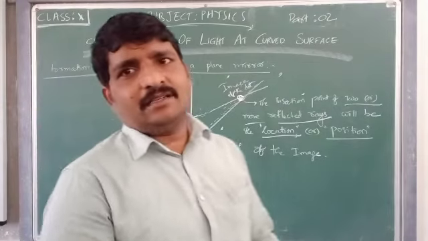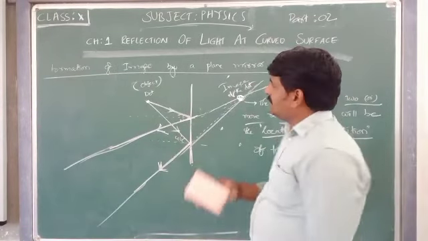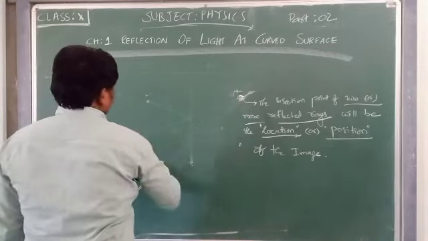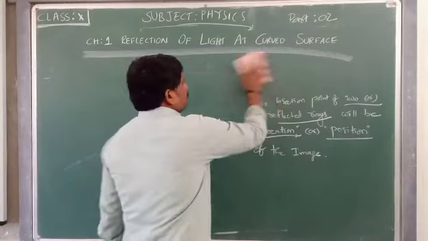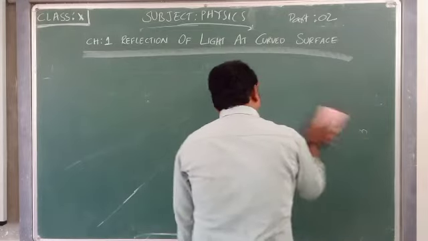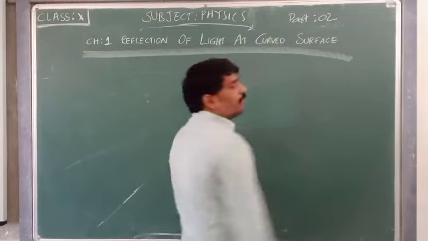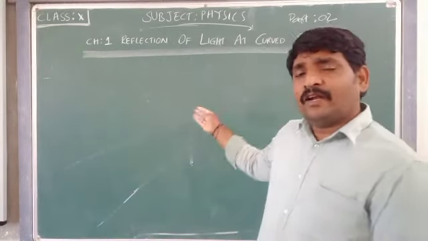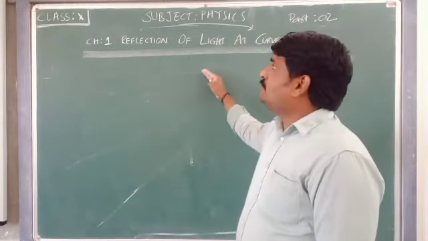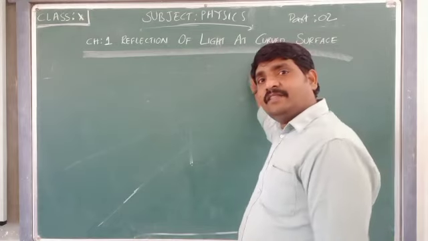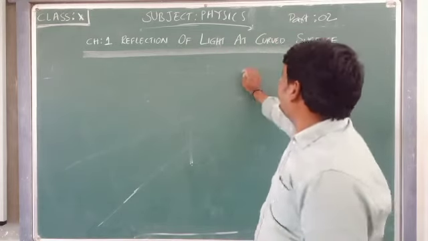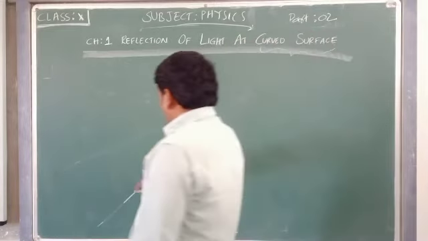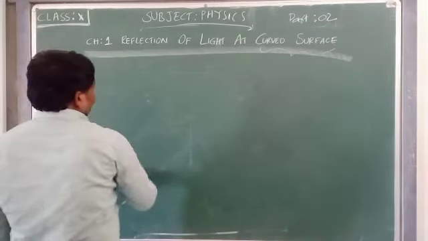Some prerequisites that we are going to discuss under the first chapter, reflection of light at curved surface. So we are going to talk about the actual topic of our lesson today. Whatever we discussed so far was with respect to the reflection of light at the plane surface. We are going to talk about the curved surface. What is meant by a curved surface? How do we get curved surfaces?